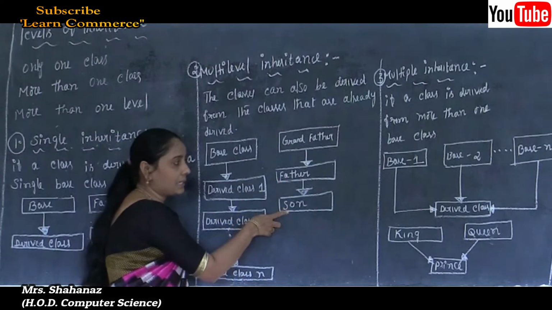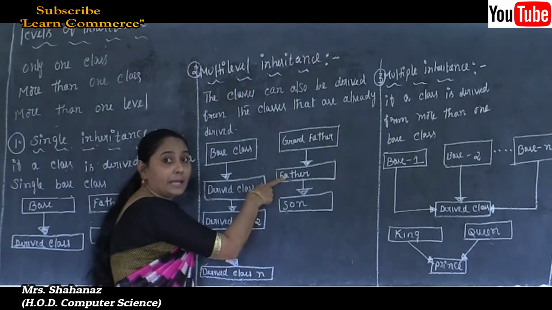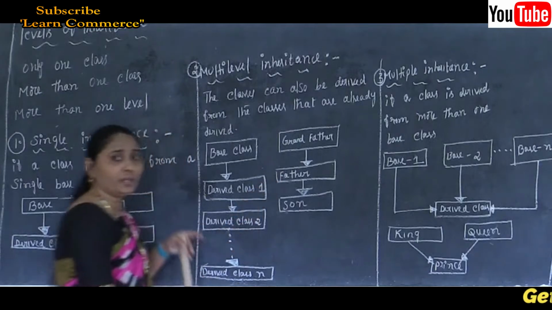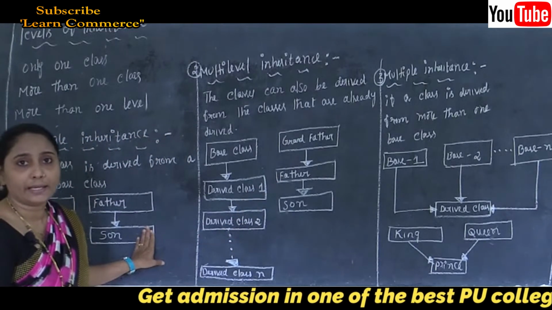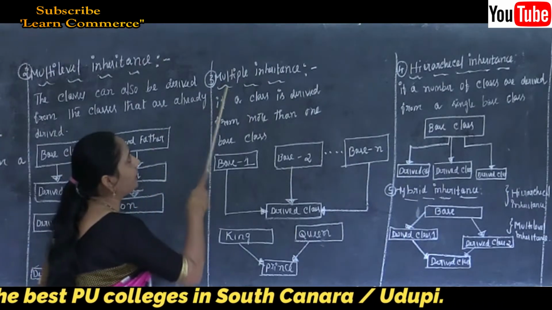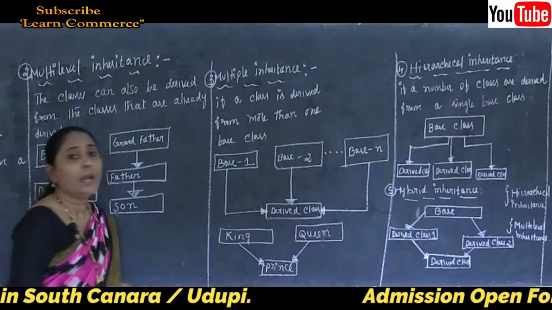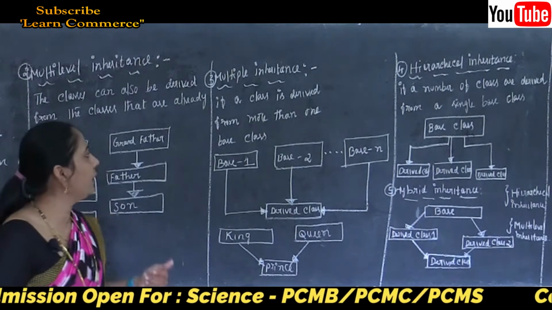Now the son is constructed by using the father, that is called the derived class. So this is our multi-level inheritance. Now let's see the third important type. The third important type is multiple inheritance. Now what about multiple inheritance?